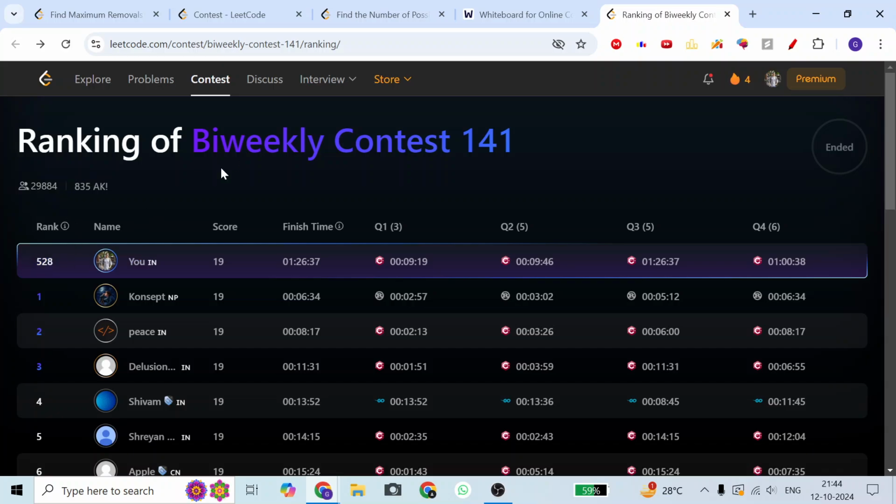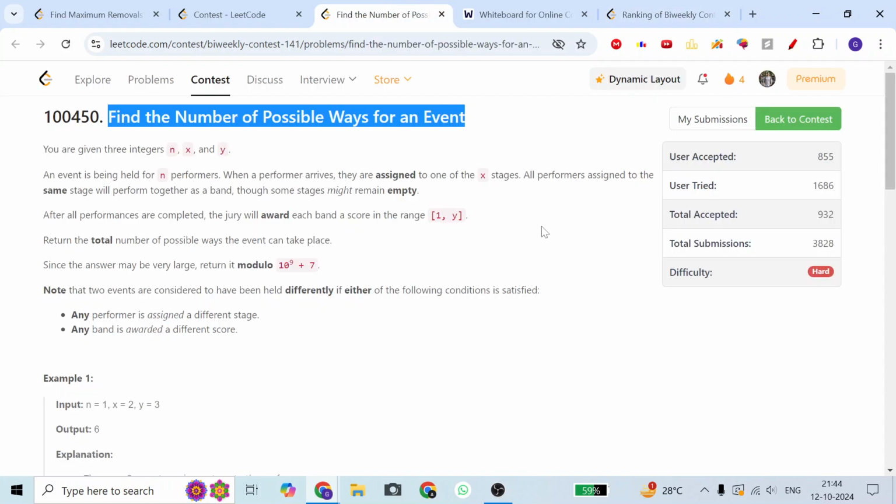The rank is yet to be updated. Maybe it will reduce more.